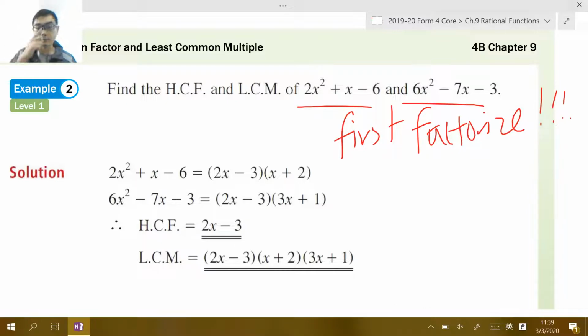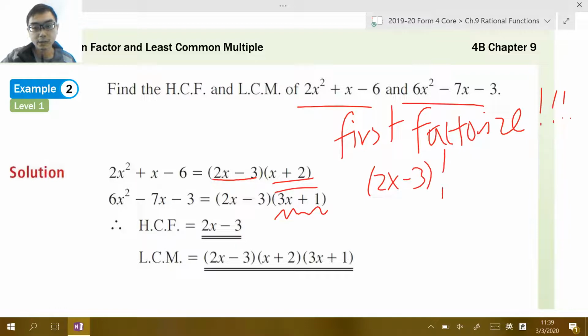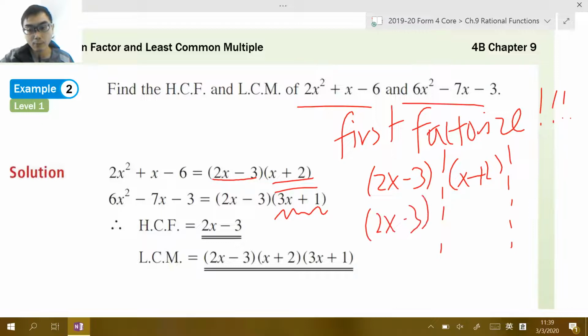For this one, you should look very carefully, because now you have 2x minus 3 and x plus 2 for the first one. For the second one, 2x minus 3 is common, but you can see 3x plus 1 is new. That means this time when we talk about the HCF and LCM, we have to divide it into 3 groups. For the first polynomial, you have 2x minus 3 and then x plus 2. For the second polynomial, you have 2x minus 3 again, and then 3x plus 1.